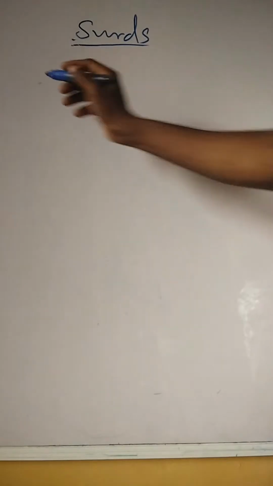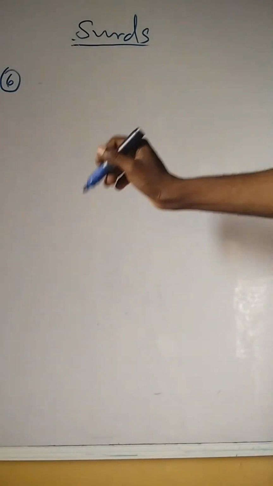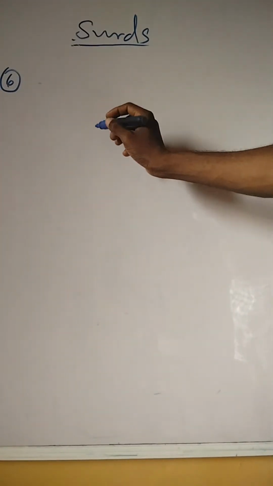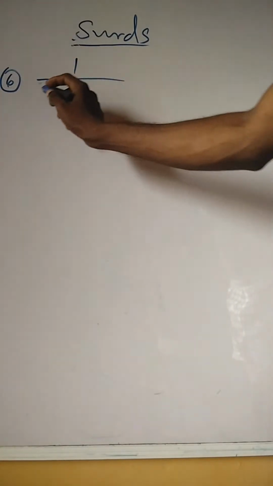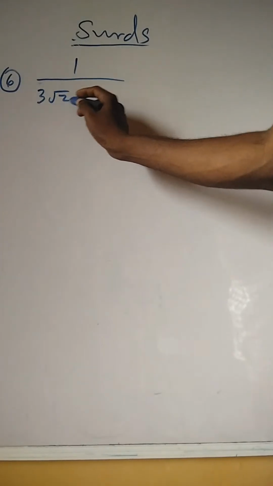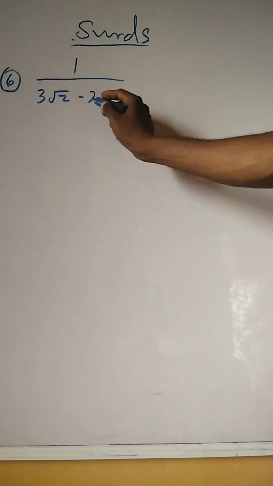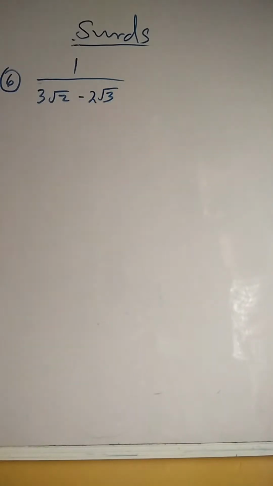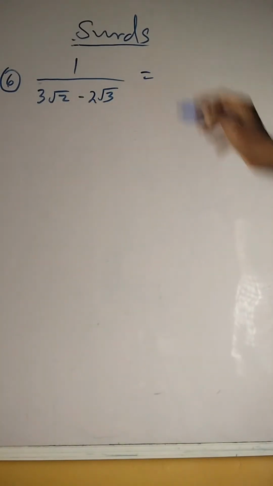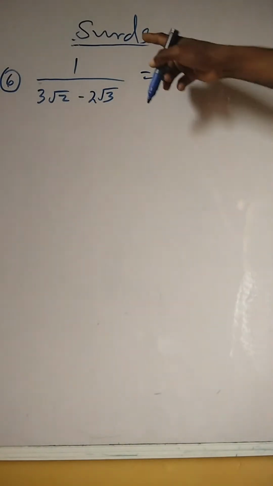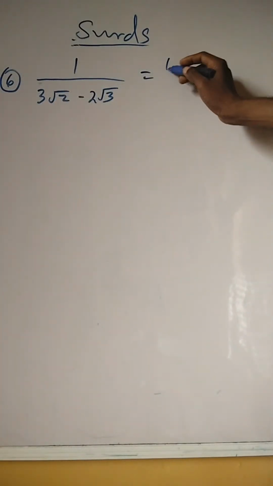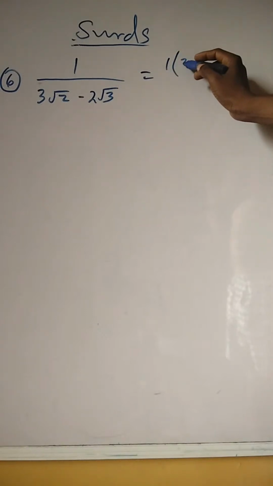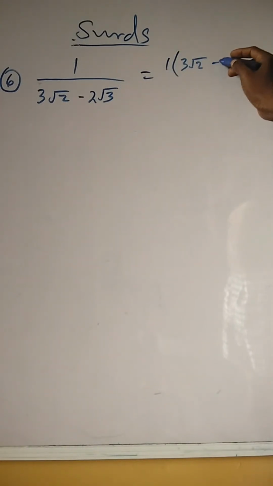And we label this as number 6 here. Also, to simplify, 1 over 3 root 2 minus 2 root 3. From what we have here, also when we rationalize, multiply the numerator and denominator by the conjugate sort of the denominator. That is, we have 1 times the conjugate, which here is 3 root 2 plus 2 root 3.